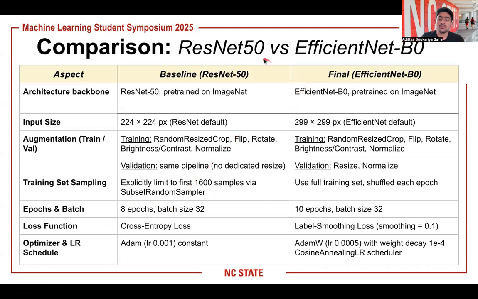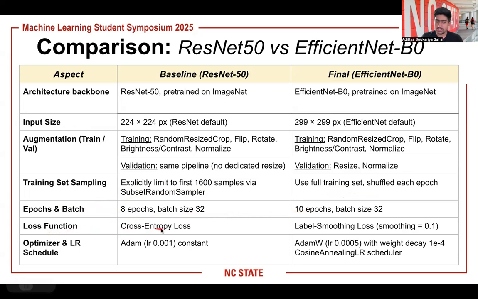So the comparison between ResNet and EfficientNet B0 is that the architecture backbone is the same for both cases. The input sizes vary, as you can see over here. The data augmentation was kept the same because we wanted to compare on similar grounds. The training set was 1600 samples for the ResNet 50 because we ran it locally. But for the EfficientNet B0, we used the full set because we were able to run it on a server. So the epochs were 8 and 10, but we kept the batch size the same.